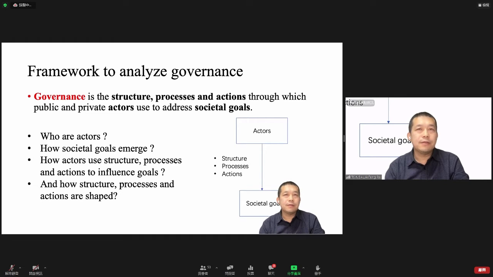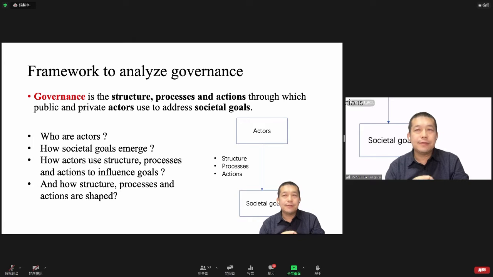And the third component is about how the actors interact with these goals, which could include structure, processes, and actions. So what are those structures, processes, and actions actors interact with this goal? And how do actors use those structures, processes, and actions to influence the goal? That is the framework we will use to analyze the governance.